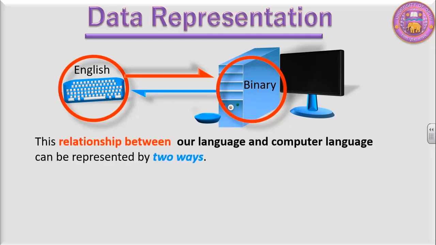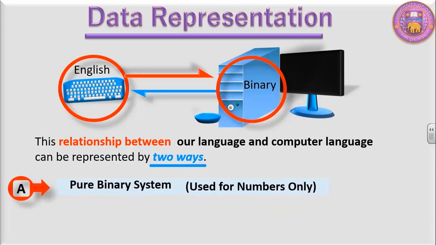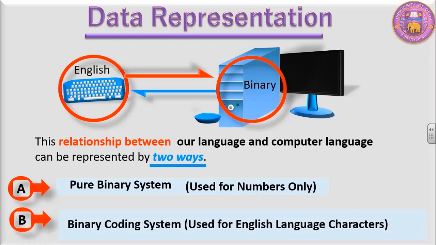This relationship between our language and computer language can be represented by two ways. The first one is pure binary system. This system is used for numbers only. And the second one is binary coding system. It is used for all English language characters. Let us look at details.